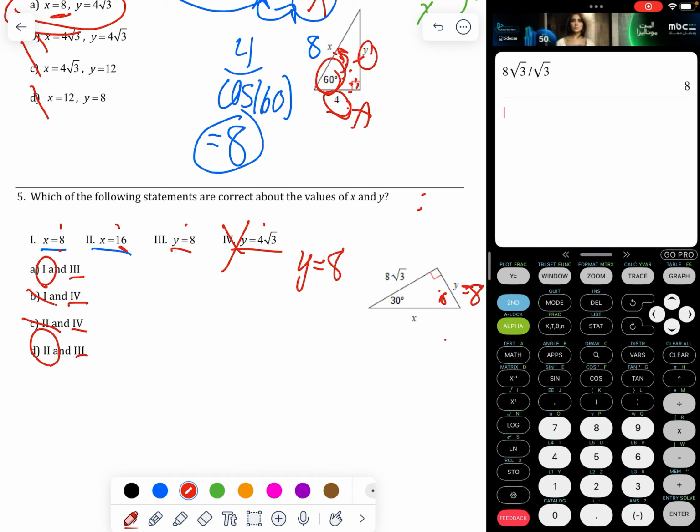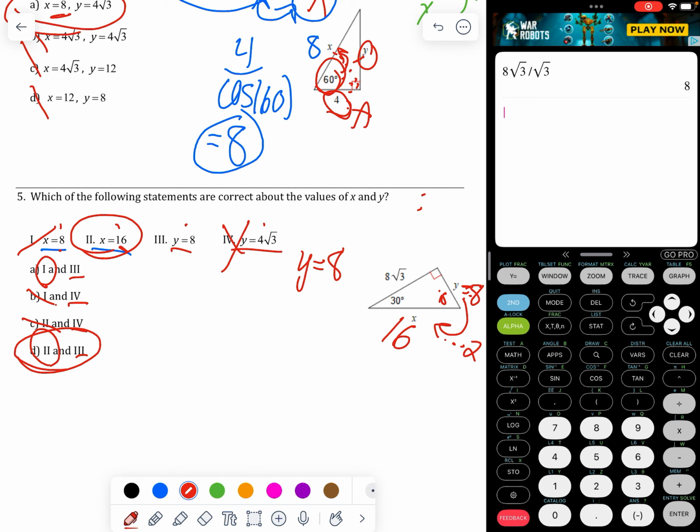We said to get from the short leg to the hypotenuse, all we had to do is multiply by 2. So what's 8 times 2? Well, that's 16. So the only one that would match that is 2. So D is our answer, right? We don't want it to be 1 because 1 says x is 8. That's not correct. 8 was actually our short leg for y, okay?